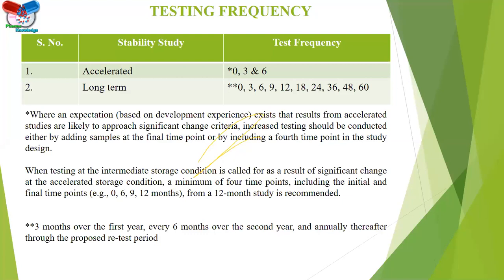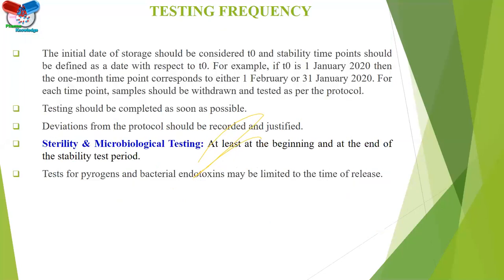So at the time of development, if I require more study for escalated, I can include the 4th condition also. In some cases, if required by regulatory authorities, the 1st month and 2nd month are also included in the escalated condition, depending upon your regulatory requirement and your market requirement. Next, the initial date of storage should be considered T0.